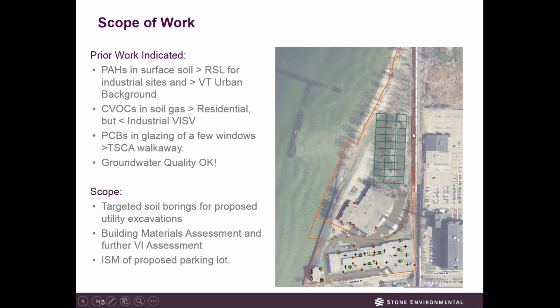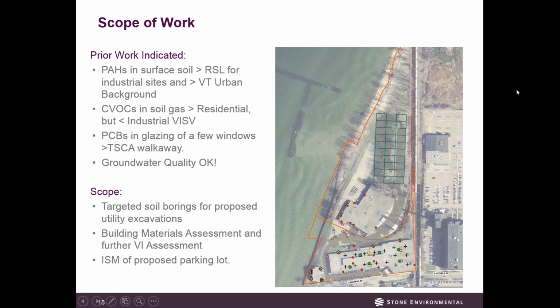Okay. So for our scope, we did some targeted borings to assess where they're planning to do excavation work to install new utilities. We did some superficial and shallow sampling where they're trying to put access to the bike path. And we did a comprehensive building material assessment to get a better picture on the PCBs in glazing, and a VI assessment, but those things aren't really germane to what we're talking about.